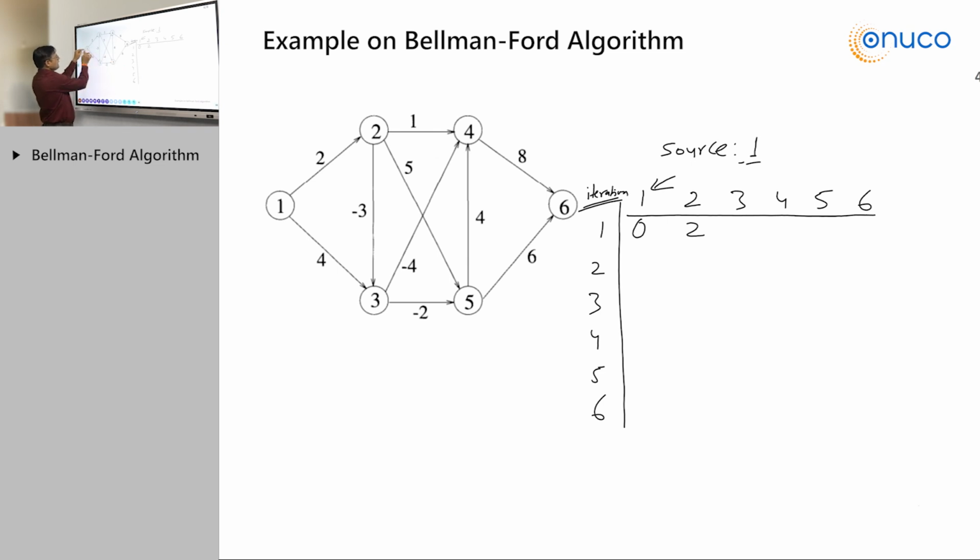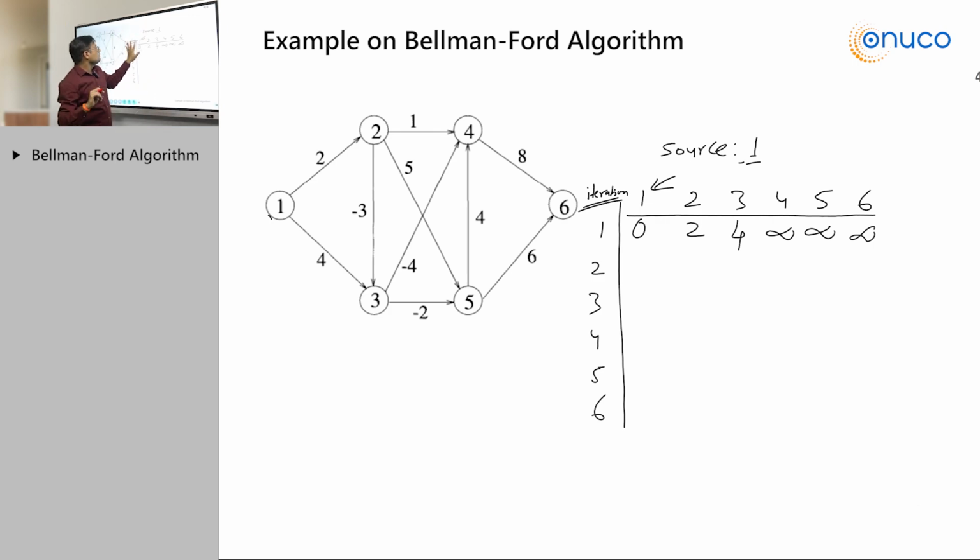1 to 3, do you have a direct distance? Yes. What is that? 4. 1 to 4, do you have a direct distance? Direct distance means there is a direct edge between the source and that particular vertex. So 1 to 4, we don't have a direct distance, hence we write infinity. 1 to 5, we don't have a direct distance, writing infinity. 1 to 6, do you have a direct distance? No, writing infinity. So this is the direct distance from the source to all the remaining vertices.